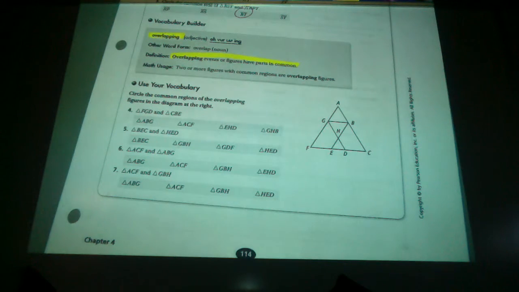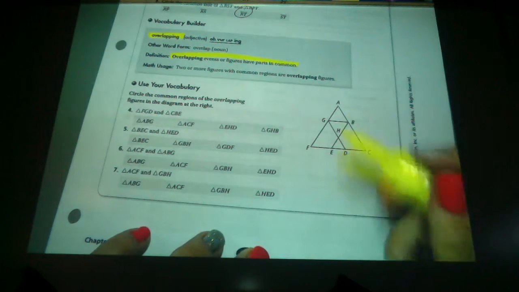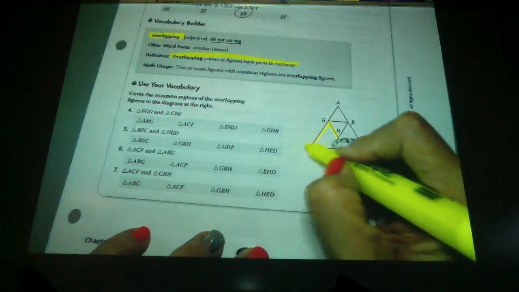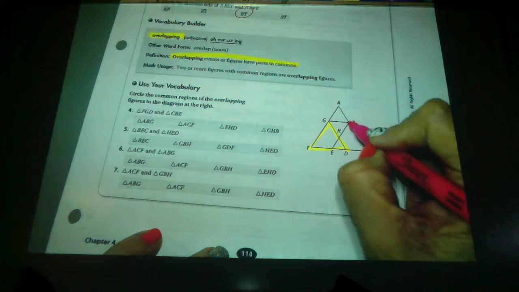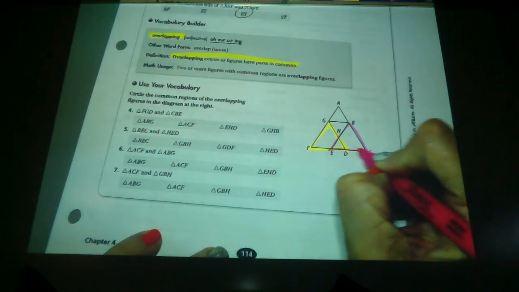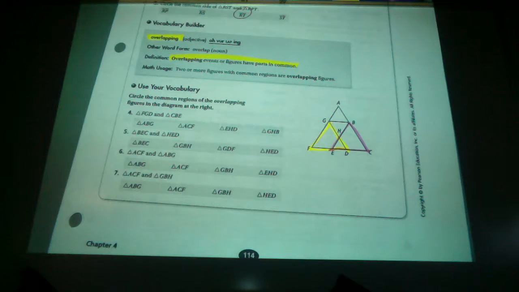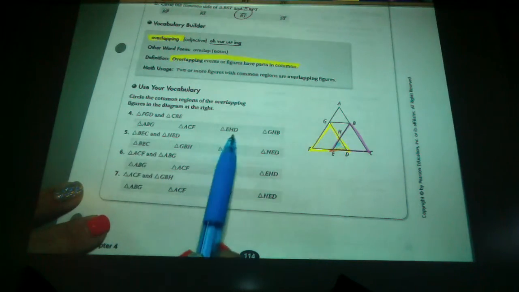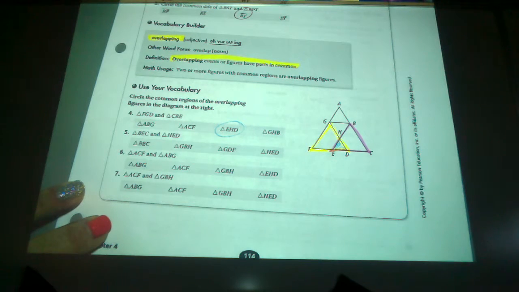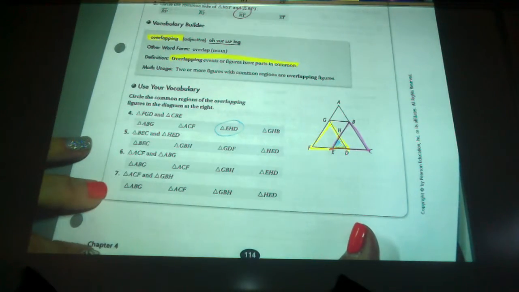If you look at question 4, look at the triangle FGD. And then look at the triangle CBE. So they are overlapping by this amount right here, agreed? And so we want the common region. The common region happens to be a triangle. So isn't it triangle EHD? So it'd be this one here. And this is just an example of a picture. They don't all look like this. So we're not going to do the others, but you get the idea for that particular picture.